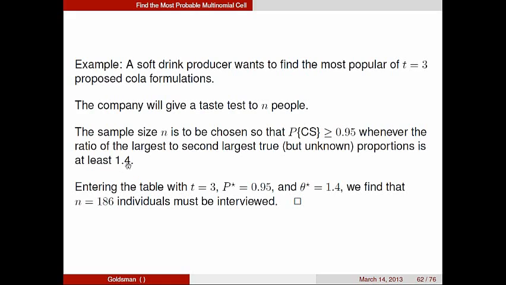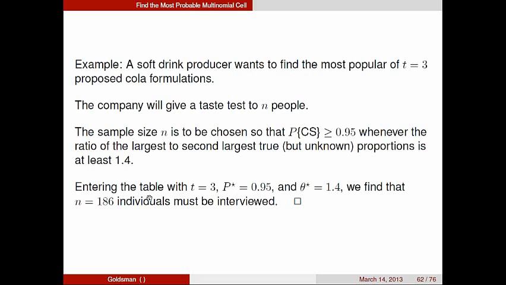So if one cola is ahead of another by 51% to 49%, that's not within 1.4. I don't care. That's fine. But if one is like 60% to 40%, which is a ratio bigger than 1.4, I really want to catch that. So I go to the table, which I'll show you in a minute. T equals 3, P star 0.95, theta star equals 1.4.